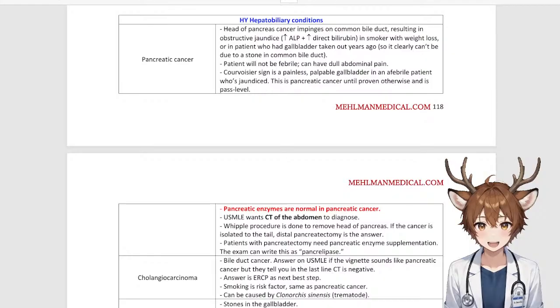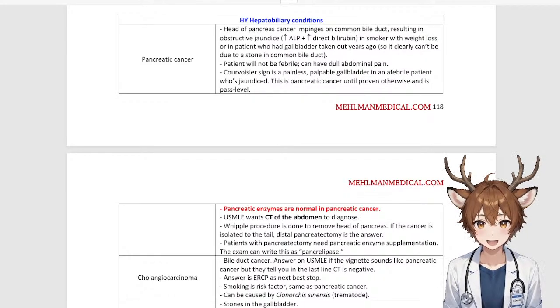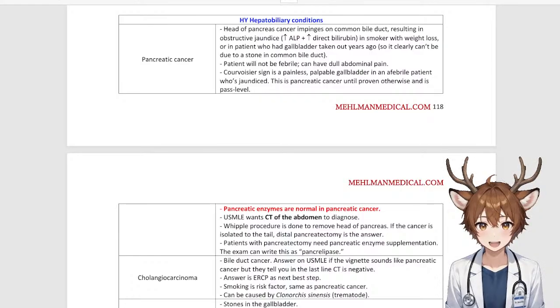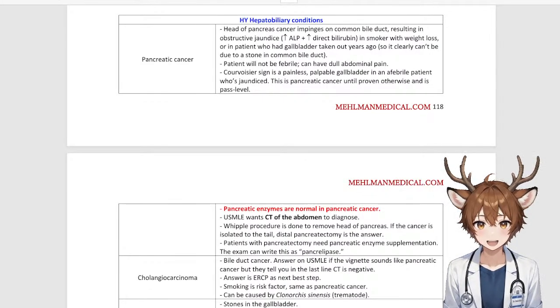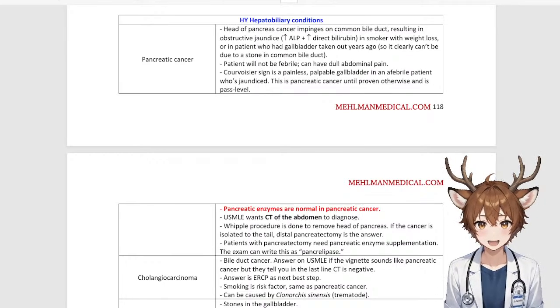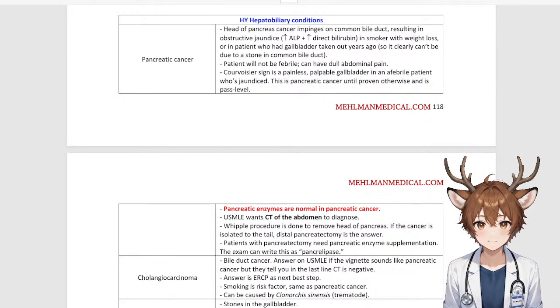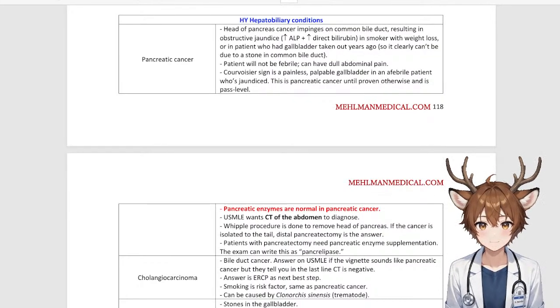Well, that's interesting. USMLE wants the CT of the abdomen to diagnose. CT of the abdomen for diagnosis. Whipple procedure is done to remove the head of the pancreas. If the cancer is isolated to the tail, distal pancreatectomy is the answer. Patients with a pancreatectomy need pancreatic enzyme supplementation. The exam can write this as pancrelipase.